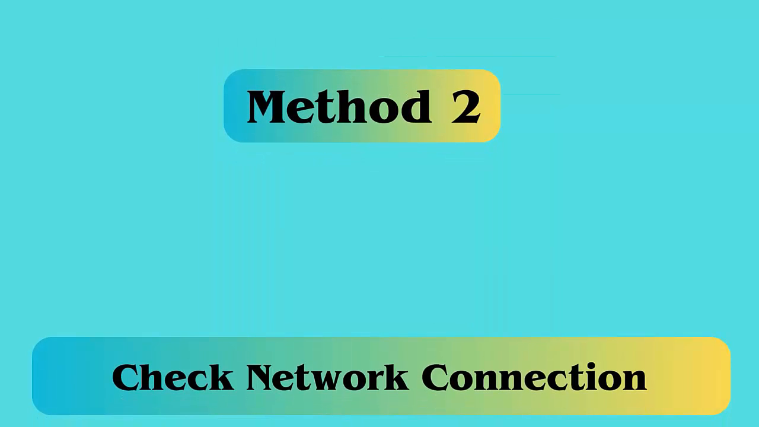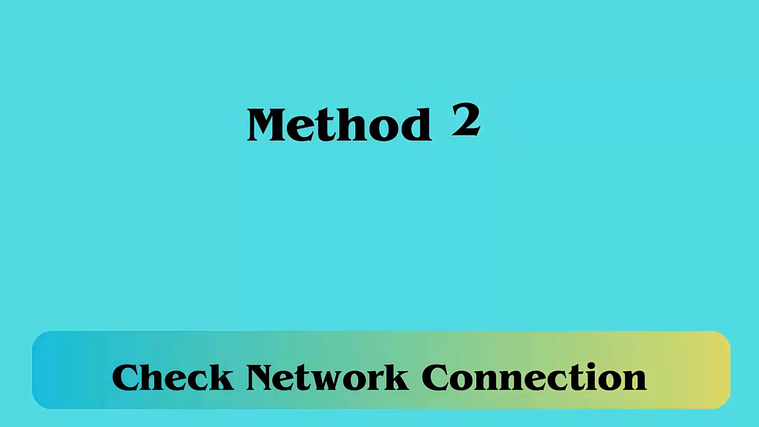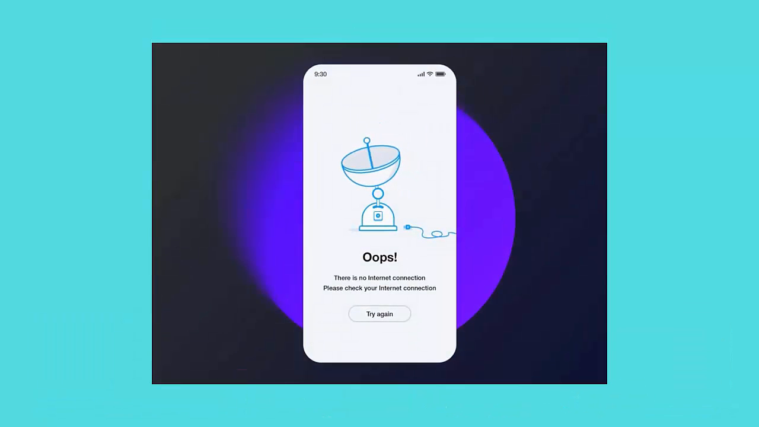Method 2. Check network connection. A slow or poor internet connection can be the culprit for the BeReal app not working on Android. In such a situation, you must ensure your device is getting a stable internet connection.